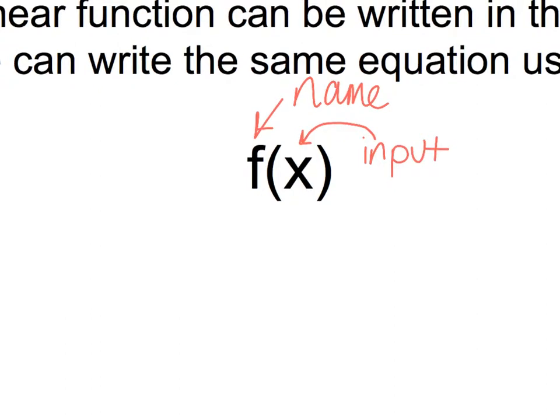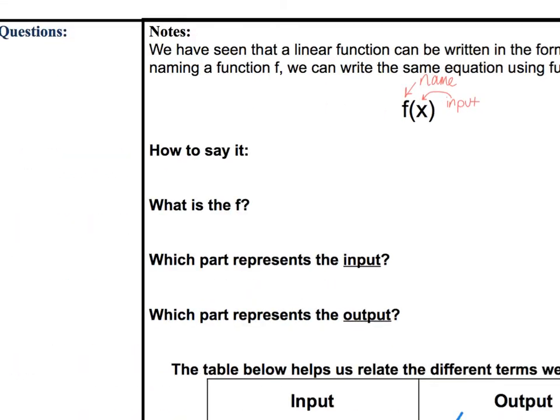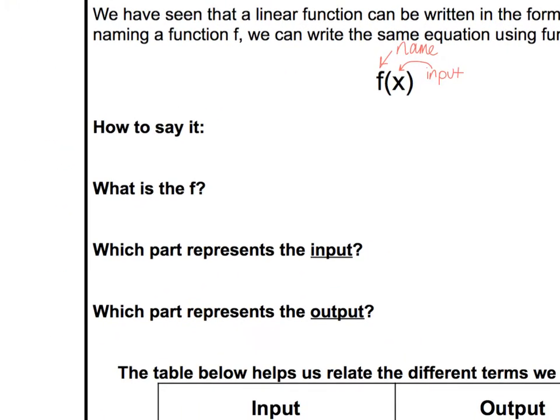So we've got a few questions to answer. How to say it? We say f of x. That's how we say it. It's not f times x, because what you're saying is when we input x, what do we get out? F of x, the function of x. What is the f? The f is just the name. Just like the name of our other function is the nuggetizer. Just like my name is Mrs. Brandt.